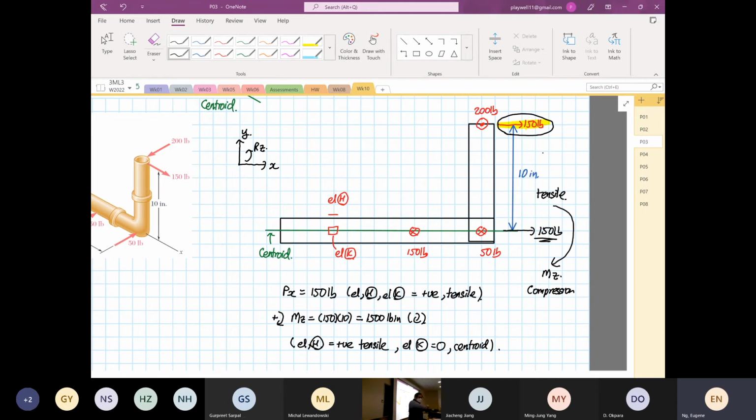Okay. Now, one thing I want to draw to your attention is this. The deformation due to Mz is going to deform this way. Right? So this is the deformation pattern due to Mz. Okay, I want you to start looking at deformation pattern also.